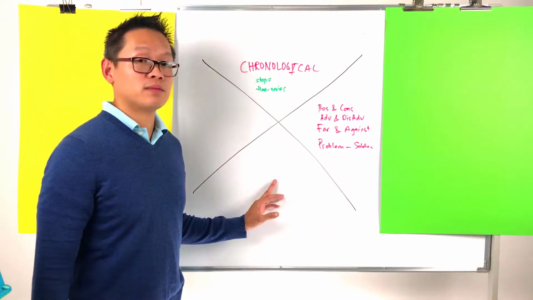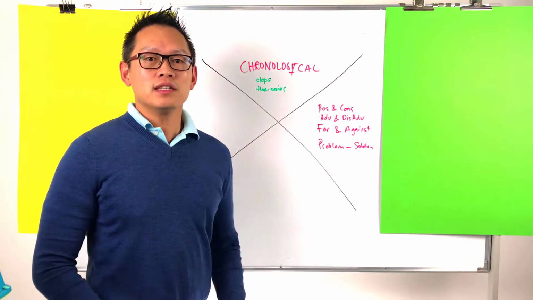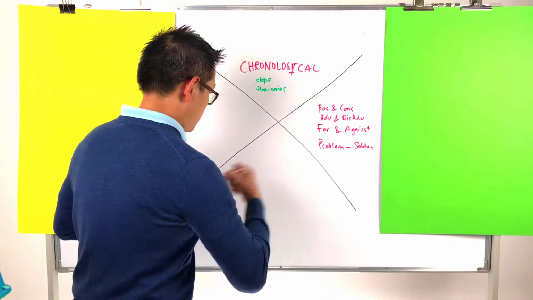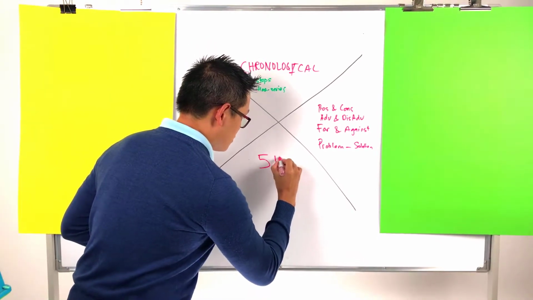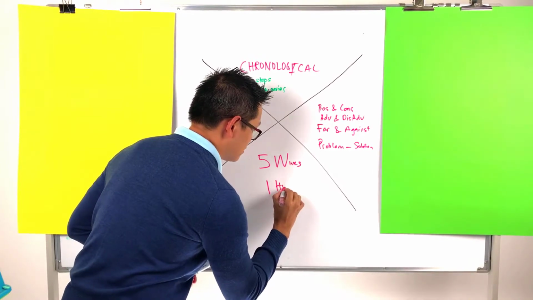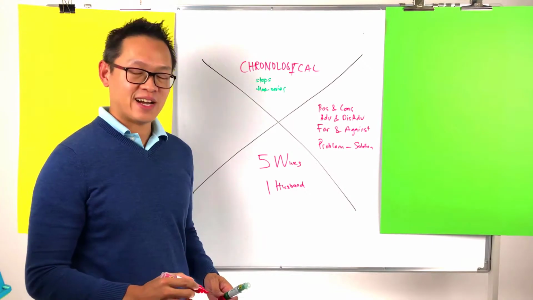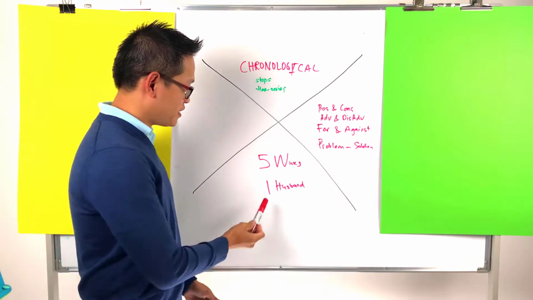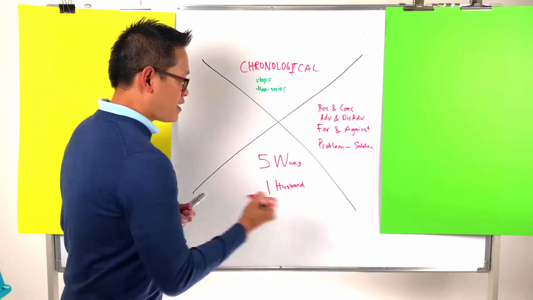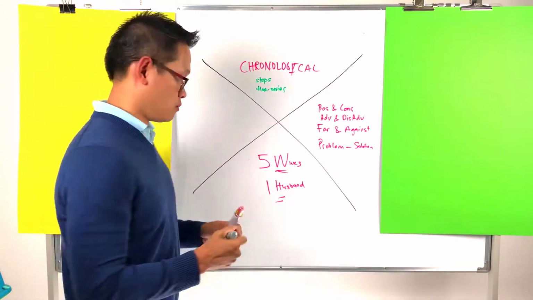Okay, what is the next one? The third structure of a presentation is what I call the 5 wife, 1 husband. I know. You probably think I'm crazy. But what exactly am I talking about? The 5W, 1H.